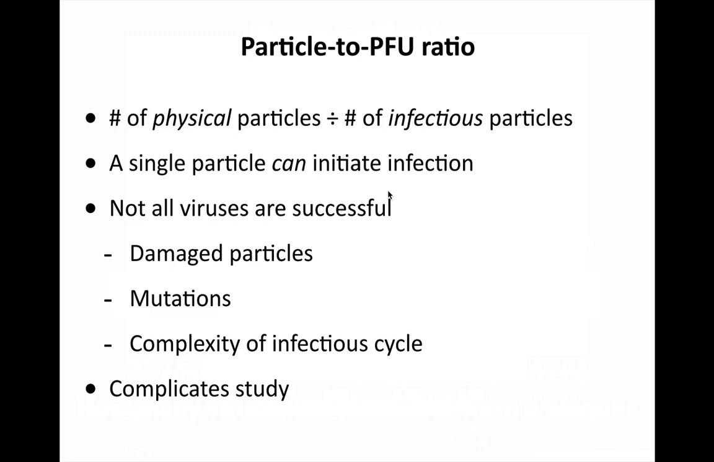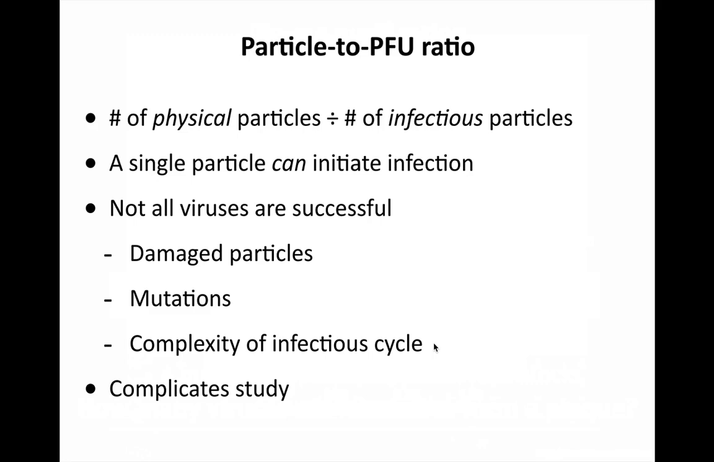Why? This has been a problem that has puzzled virologists for years. I have some possible explanations here. Whenever you grow up a virus preparation, sometimes the virus particles can be damaged in the prep. There may be mutations in the genome, or just randomly, because a virus has to go through so many steps in an infectious cycle, if just one fails, it's not going to make it. And so that could explain this as well.